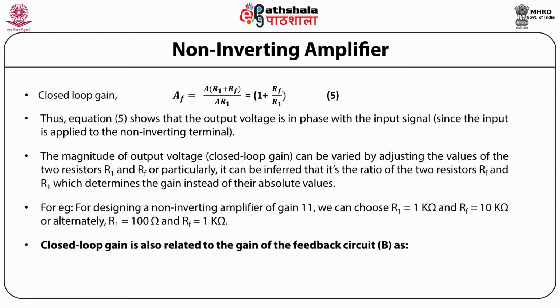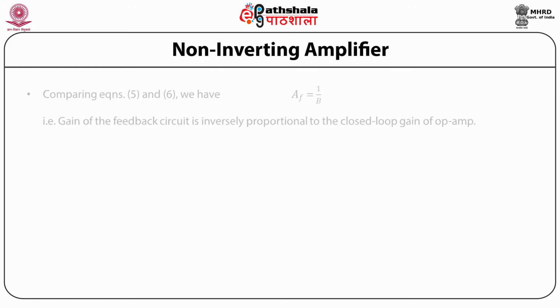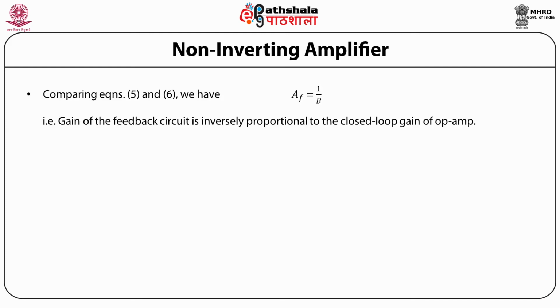Closed loop gain is also related to the gain of the feedback circuit B, as gain of the feedback circuit B equals Vf by V0, which equals R1 by (R1 plus Rf). Now comparing equations 5 and 6, we have the closed loop voltage gain AF equals 1 by B. That is, the gain of the feedback circuit is inversely proportional to the closed loop gain of the op-amp.